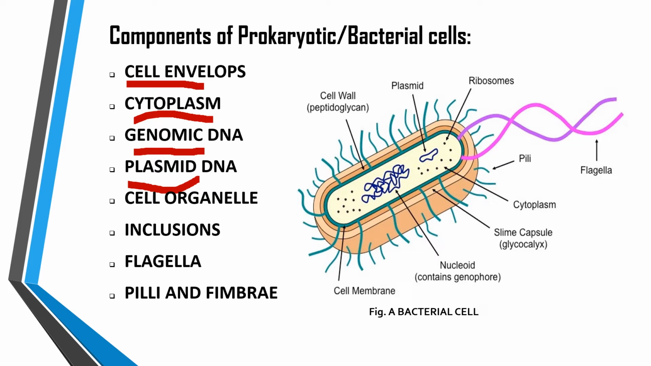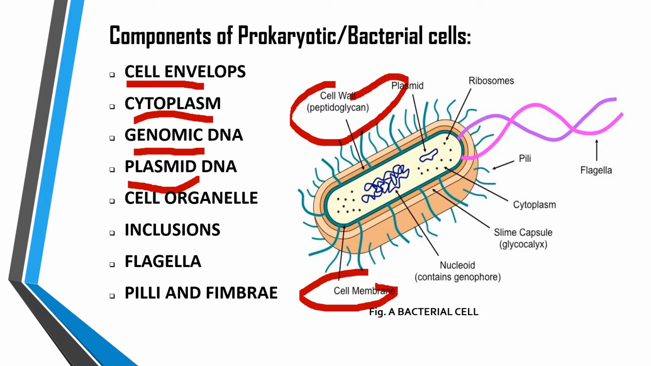If we see the diagram of bacterial cell, it has many types of wall layers that are collectively called cell envelopes. It has, student, cell wall, it has cell membrane, it has glycocalyx. These all are collectively called cell envelopes. Beside this, student, it has cytoplasmic semifluid matrix. It has, student, genomic DNA, that is the main chromosomal DNA. It has plasmid DNA, that is extra chromosomal DNA.